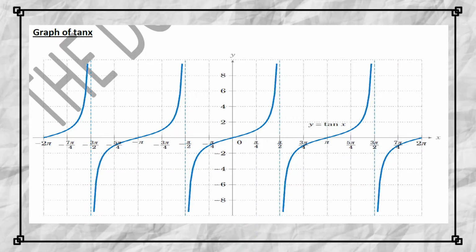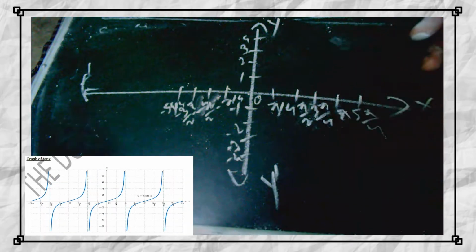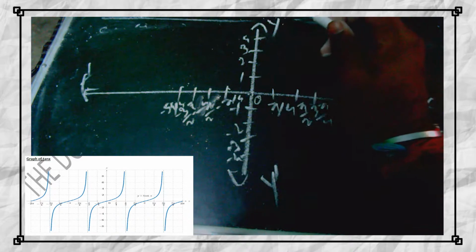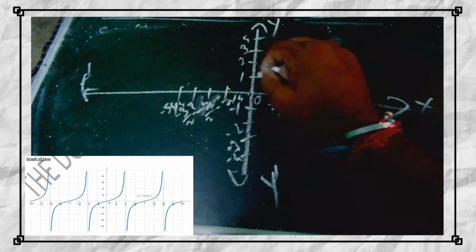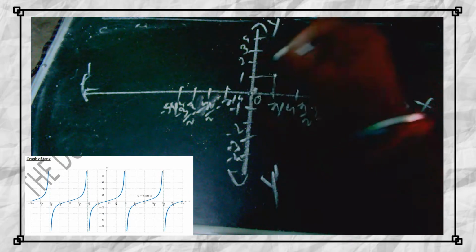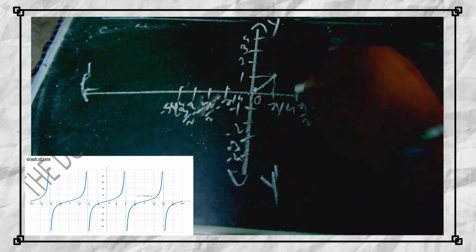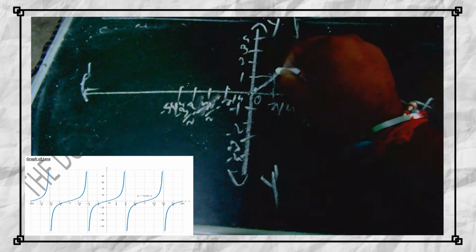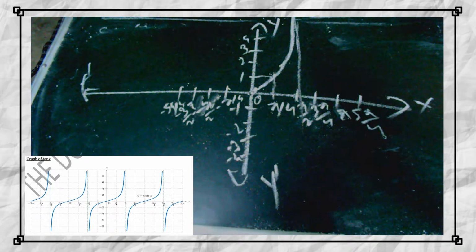Now let's move on to the next graph, that is the graph of tan x. So here on the screen you can see the graph of tan x. You'll see why the graph of tan x is like this. The value of tan 0 is 0. The value of tan pi by 4 is 1. So the first point will be here, and the second point will be here, and the value at pi by 2 is infinity. So our graph will move on like this.